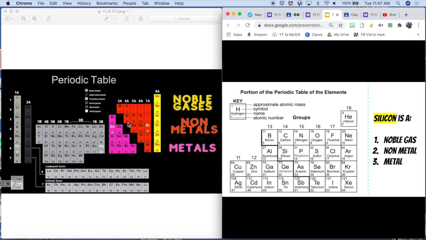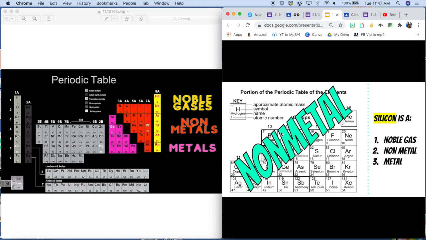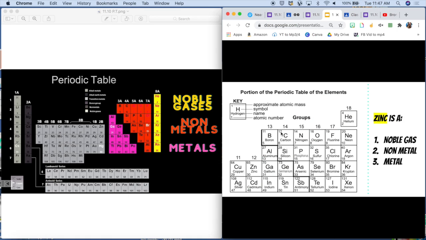I can find it sitting on the staircase over here. There it is. It's red. I come over to red and I see that all things red on my key are nonmetals, therefore silicon is a non-metal. Let's go to the next question.